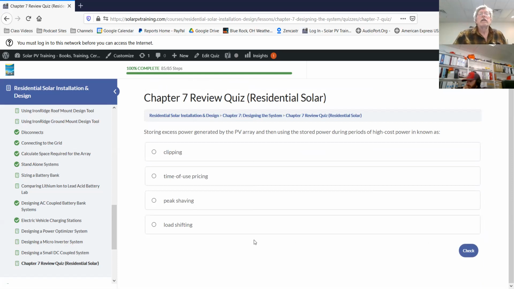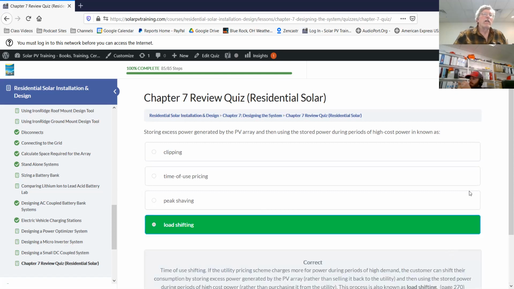Storing excess power generated in a PV array and then using the stored power during periods of high cost power is known as basically load shifting. Pretty sure that's what it is. Could be peak shaving, but it's load shifting, I'm pretty sure. Yep. And that's where you've got time of day pricing.